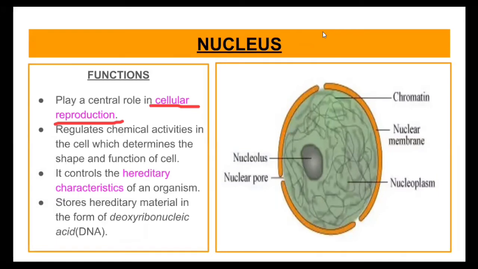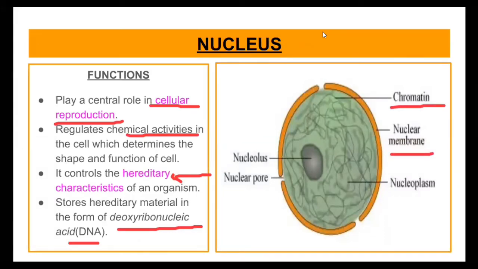Then it controls or regulates all the chemical activities in the cell. It determines the shape and the function of the cell. As we all know, it contains the hereditary information in the chromosomes. And this hereditary information, it is stored in DNA, deoxyribonucleic acid. So here are the parts of the nucleus, the chromatin material, the nuclear membrane.